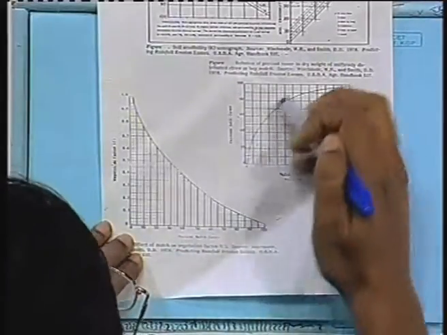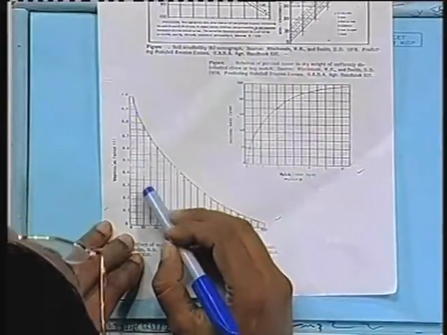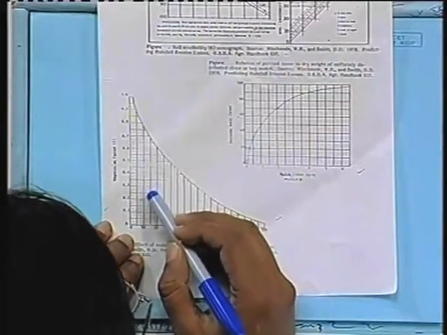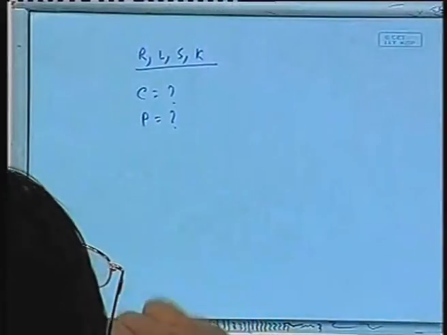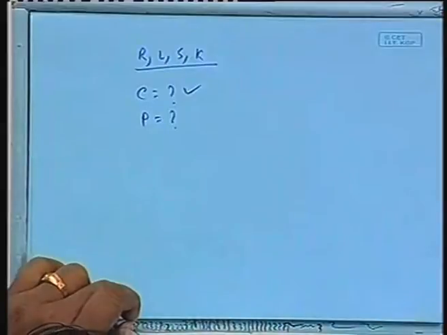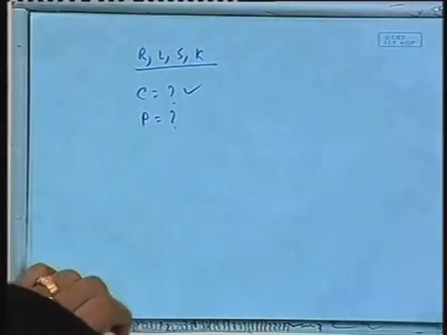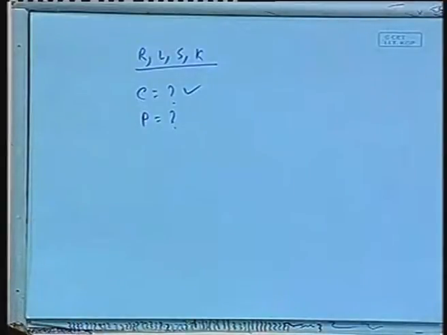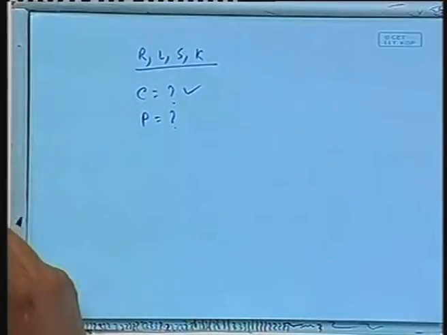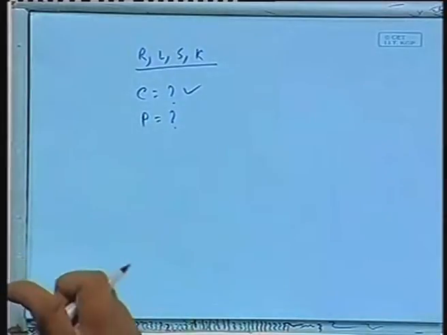So this is how we can find out the vegetative factor C. We have also known the way the C can be found out. Apart from that, the next one is our values for the mechanical soil erosion control factor.